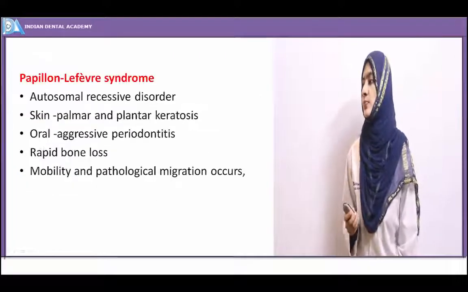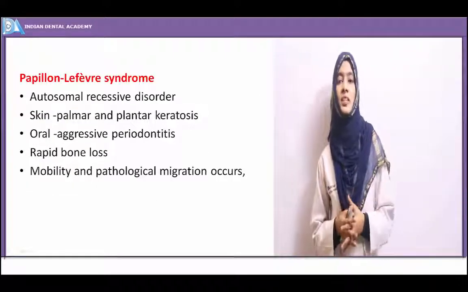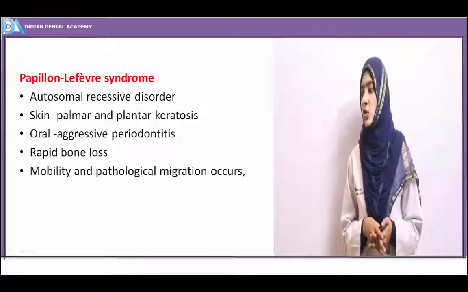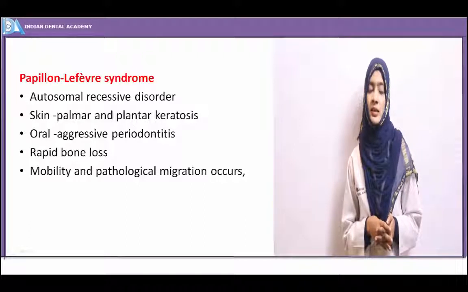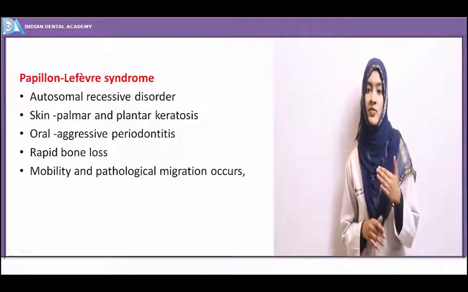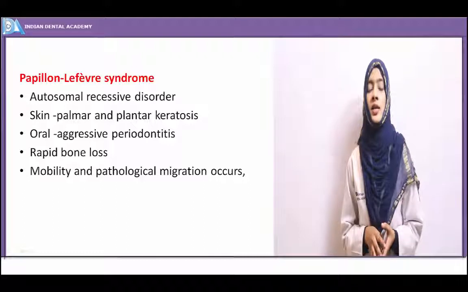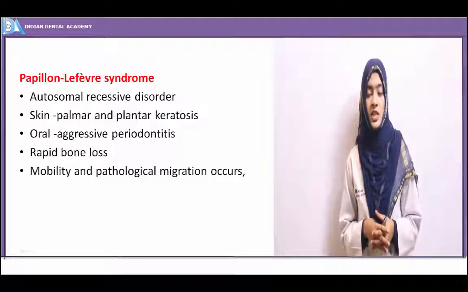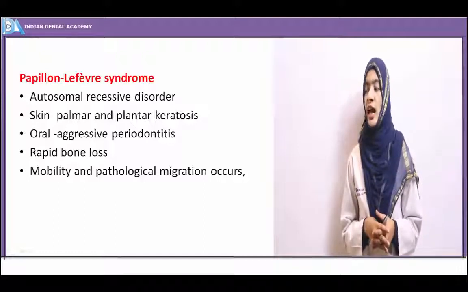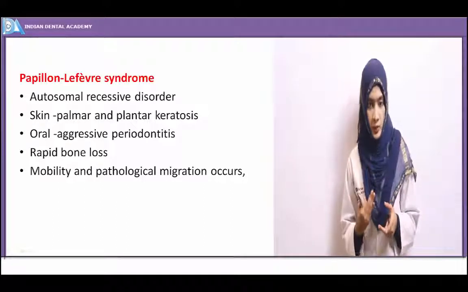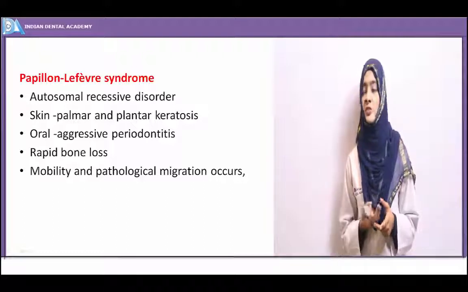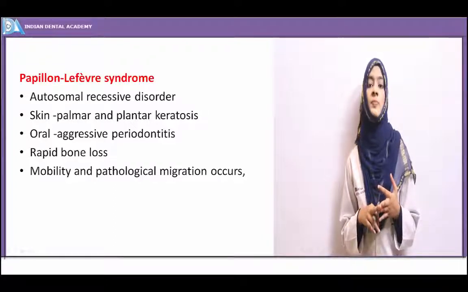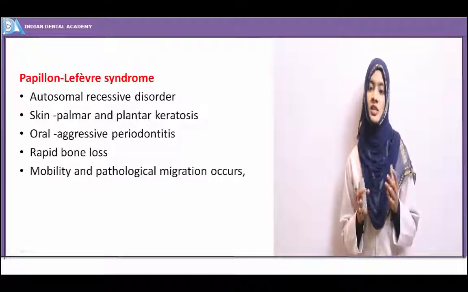Okay, there is another syndrome known as Papillon-Lefevre syndrome. It is basically familial in nature. It's transmitted as an autosomal recessive disorder. One of the manifestations of Papillon-Lefevre syndrome is the occurrence of aggressive periodontitis. Basically this syndrome shows characteristic skin changes. There is palmoplantar keratosis. Along with that, presence of aggressive periodontitis, localized or generalized form, is characteristic. So there is rapid bone loss, the teeth become mobile, tender to percussion, and pathologic migration occurs in such individuals.